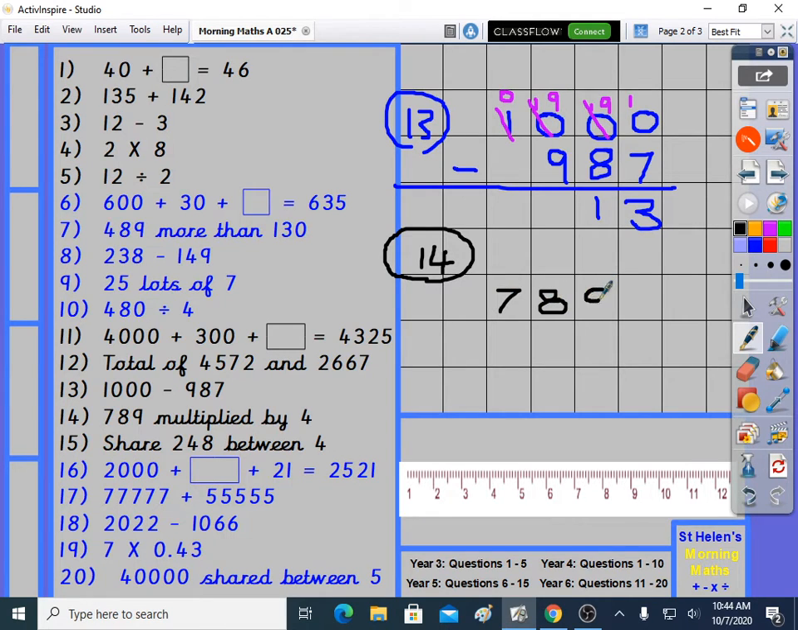We're in year 5, so let's do standard method for multiplication. 4 times 9 is 36. 4 times 8 is 32, plus 3 is 35. 4 times 7 is 28, plus 3 is 31. 3,156.